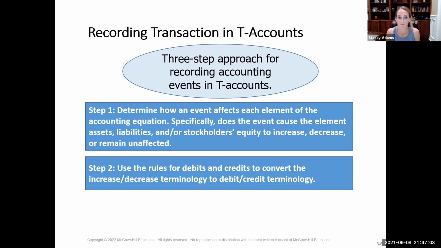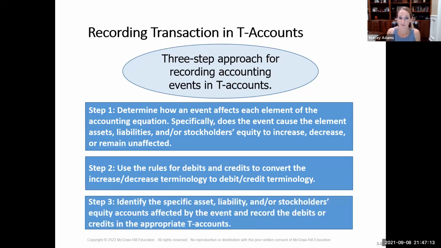Then step two, we want to use the rules of debits and credits to convert our common terminology into debit credit terminology. And then finally, we need to make sure that we're identifying the specific account title. So not just assets, but specifically cash or accounts receivable, not just expenses, but rent expense or salaries expense. So we need to make sure that we're practicing identifying the correct specific account title. And then that will relate to recording those debits and credits into their specific T accounts.